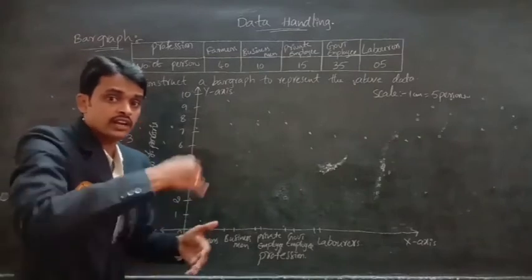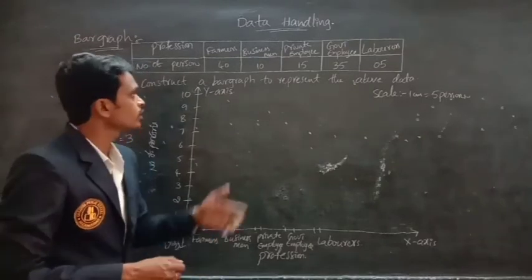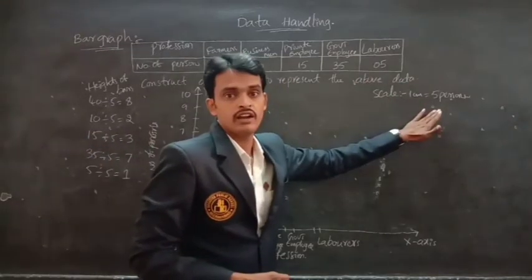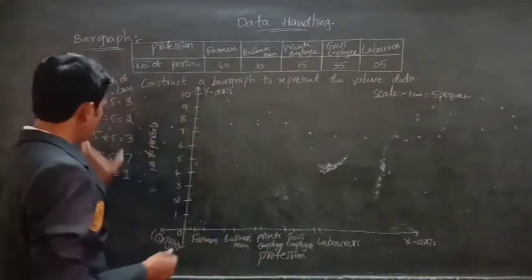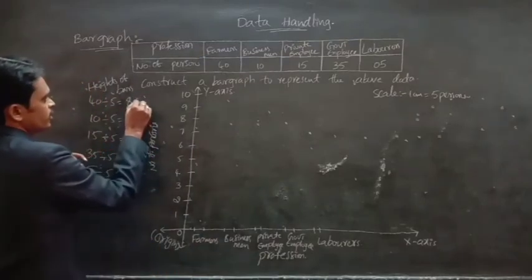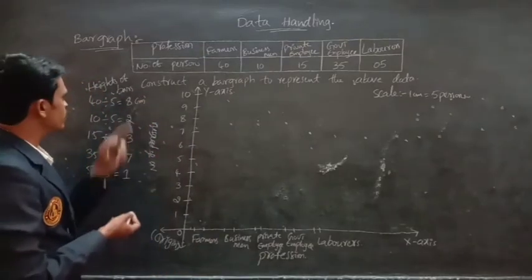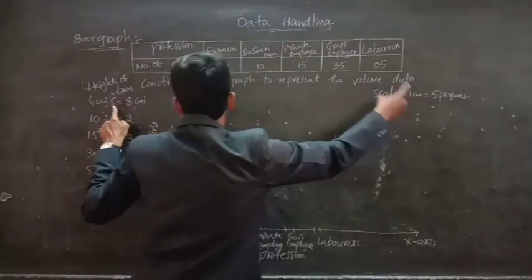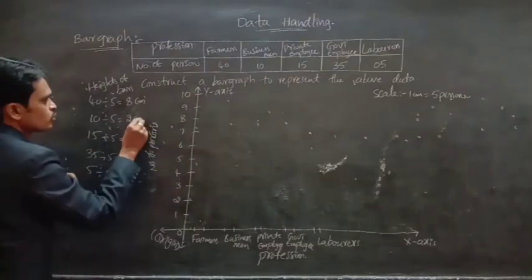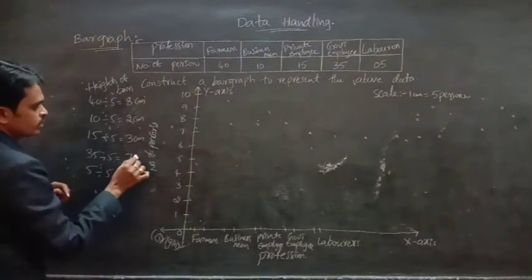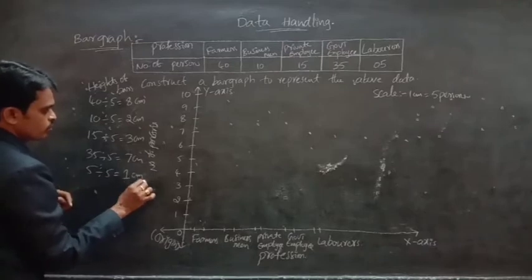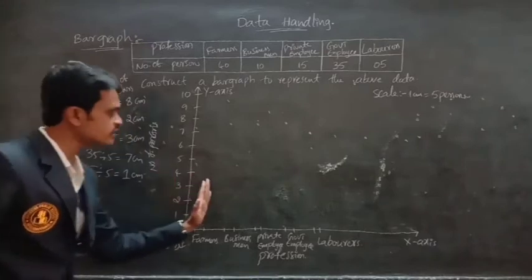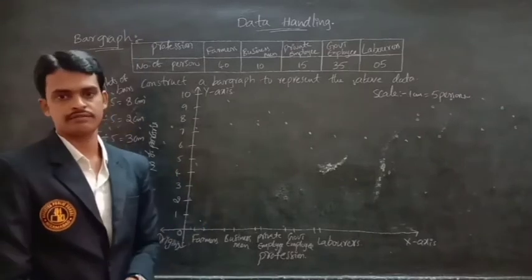So how did we calculate the heights of the bars? These frequencies are divided with the scale, then you will get the height of the bar. So here this is 8 centimeters. Why? Because we divided with 5, then it is equal to 1 centimeter. Then it will be 8 centimeters, 2 centimeters, 3 centimeters, 7 centimeters, 1 centimeter. Now these heights we have to represent on the graph.